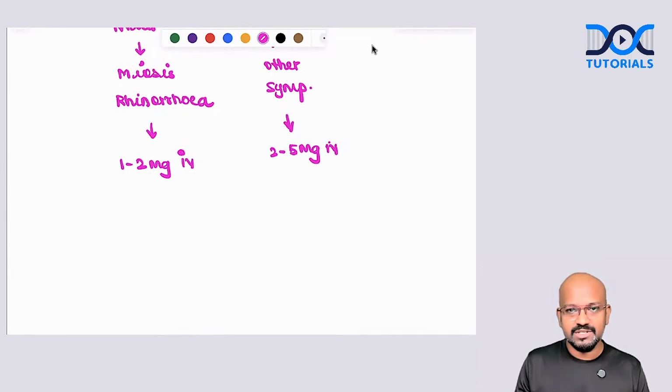Most of the students are actually asking the question whether to remember doses or not. For emergency cases, you have to remember the drug dose. Only for emergency cases like status asthmaticus, status epilepticus, OPC poisoning. In those cases, you have to remember the drug dose. At least for one primary drug which we give, you have to remember one drug dose. That would be enough.